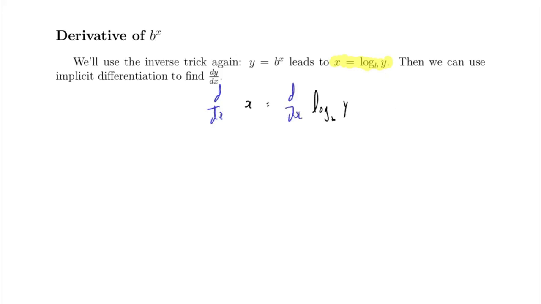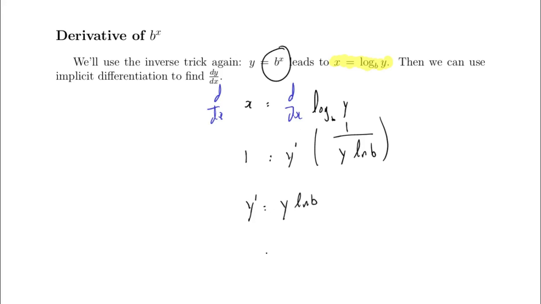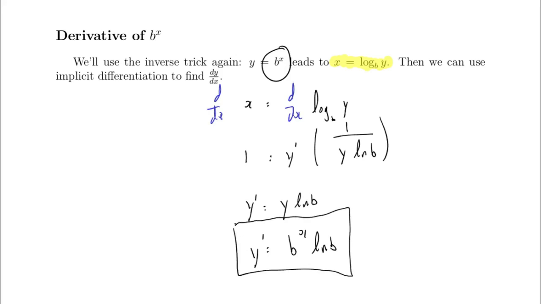We'll just differentiate both sides of this equation with regard to x. And notice again we have some chain rule, so we're going to have a y prime times 1 over y natural log b. Again, this is the derivative of this logarithm with regard to y times the derivative of y with regard to x. And now you can see that y prime is equal to y natural log b, but y was b to the x, so y prime is b to the x natural log b. And that is your derivative rule for the general exponential.